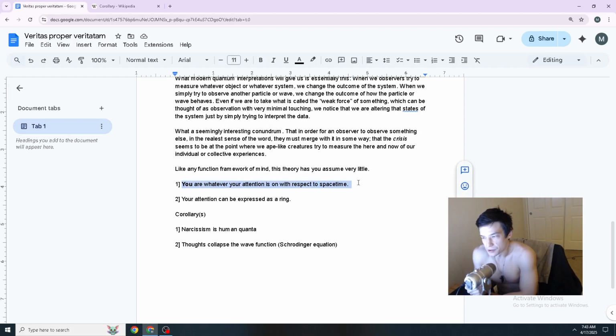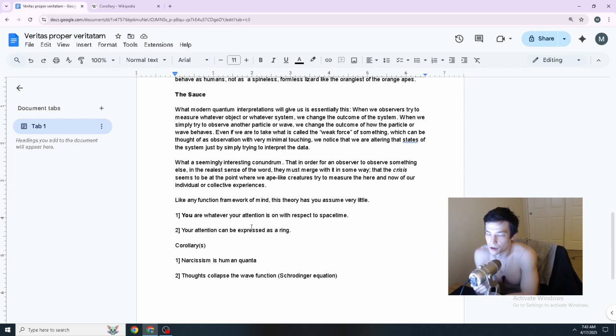You are whatever your attention is on with respect to space and time, and I guess that's just the only assumption that really has to be made, or the jump that needs to be made for humans in order to start looking at themselves properly. The reason we have essentially these four interpretations of quantum physics is because us, the observers, or whoever wants to do the observing, has gotten to the point where these systems that we're trying to observe, or these particles that we're trying to observe, are always affected by our observation.